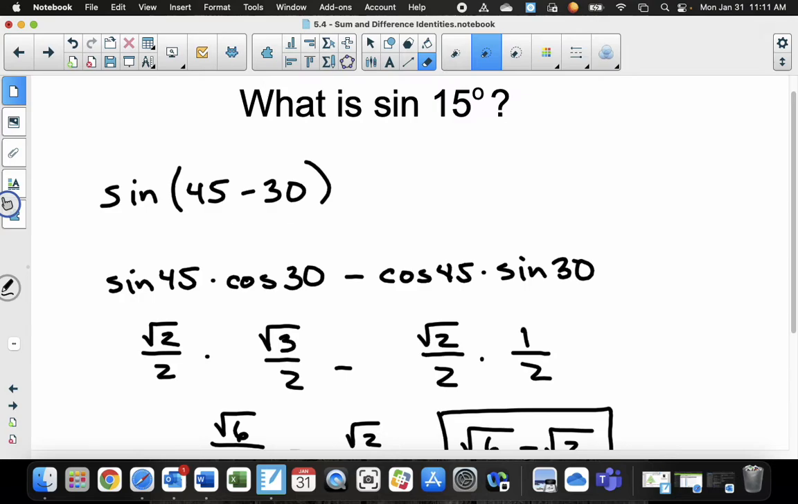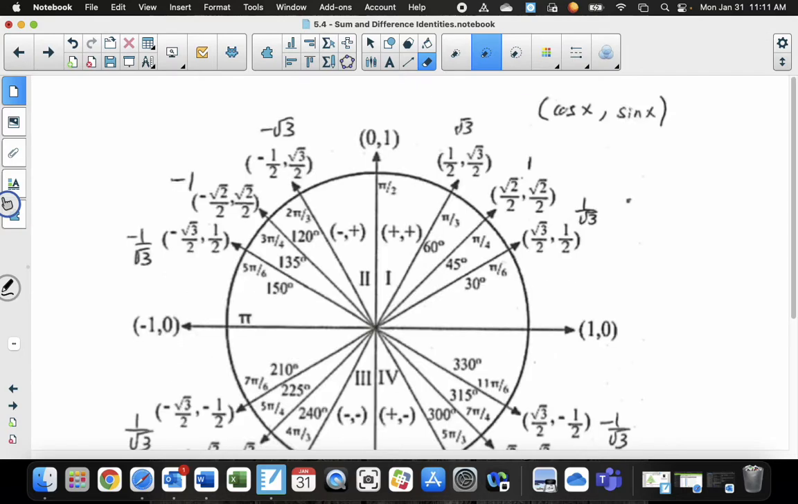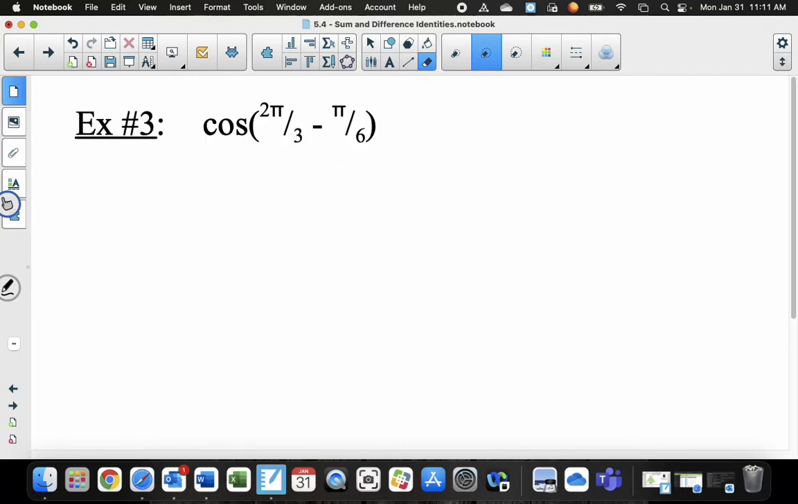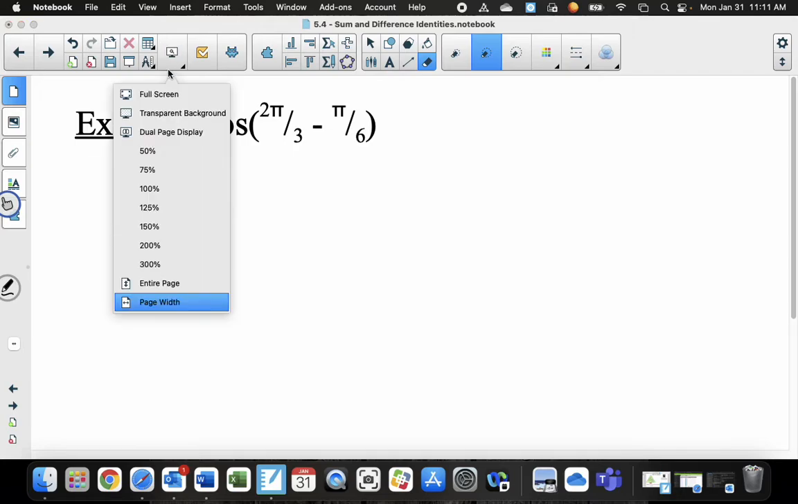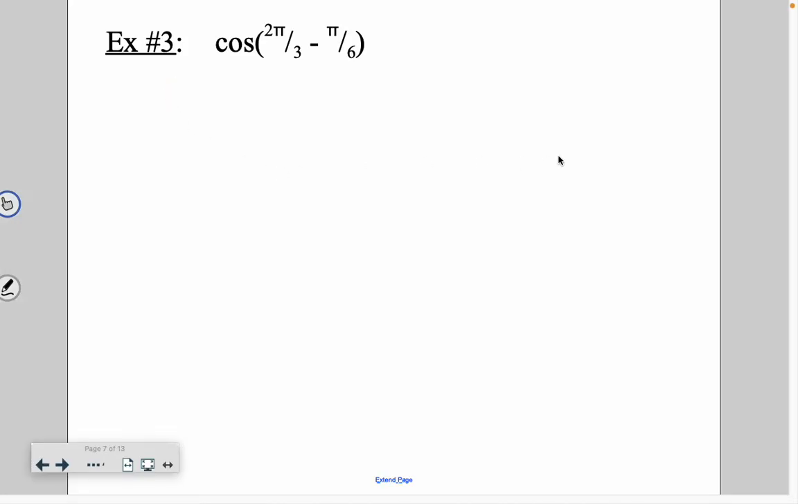Okay? In that scenario, anytime it's a sum or a difference of two angles, that's where you need to use the identities. Okay? Use the formulas. With me so far? Doing okay? All right. Let's just do another one for some practice. How about this one? Cosine of 2 pi over 3 minus pi over 6.